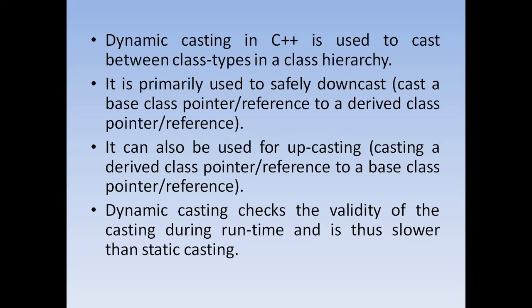So, what is dynamic casting? Dynamic casting is a casting operator in C++ that is used to cast between class types in a class hierarchy. That is, the primary use of dynamic casting is to safely downcast a base class pointer or reference to a derived class pointer or reference. However, it can also be used for upcasting. There's no issue with that. And since dynamic casting checks the validity of a cast during runtime, it is a bit slower than static casting.